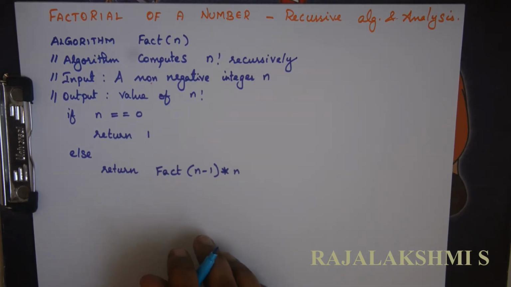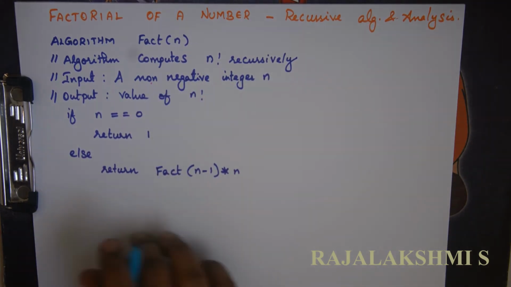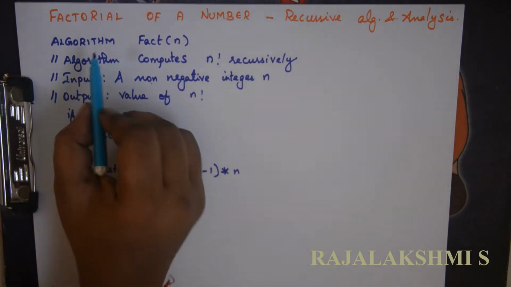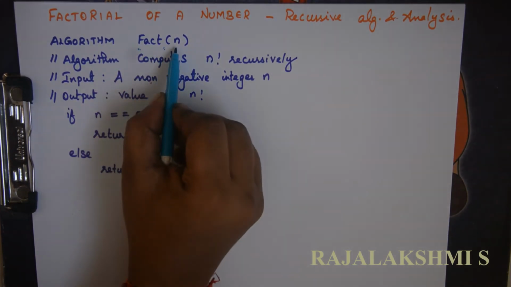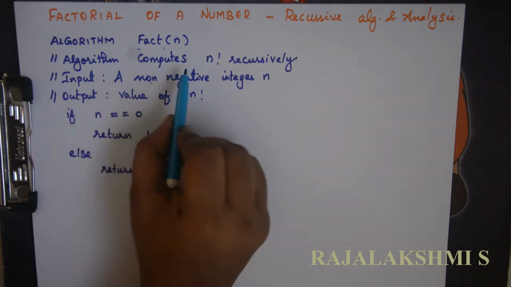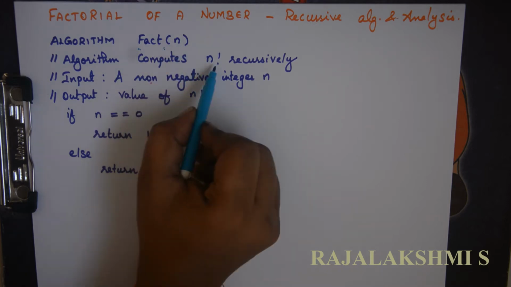In this tutorial, we are going to discuss finding the factorial of a number in a recursive manner, and we are going to analyze the time complexity of that algorithm. So I have written the algorithm. The name of the algorithm is fact, and it takes only one argument, which is n. The purpose of this algorithm is to compute the factorial of the given n using a recursive manner.